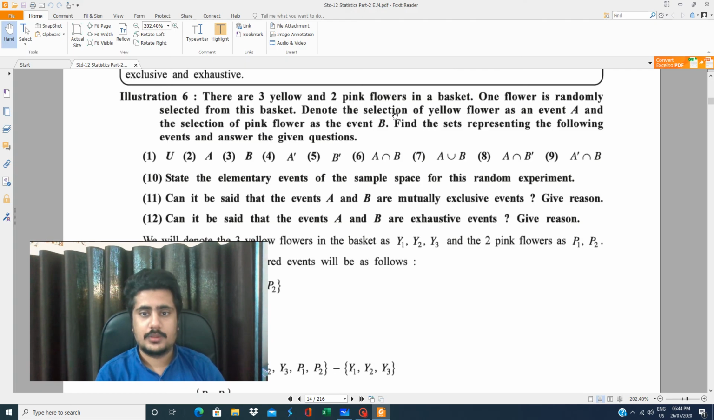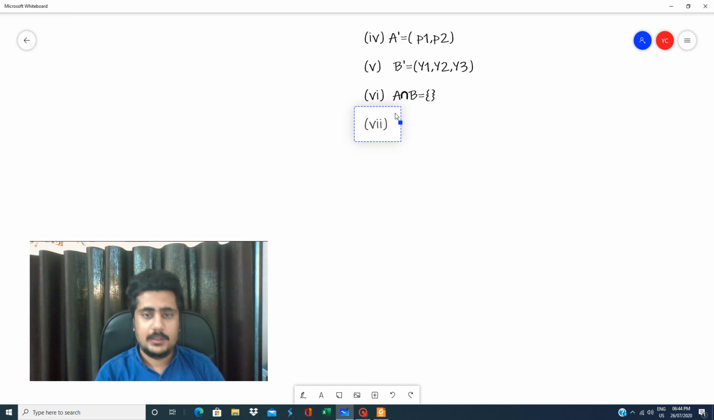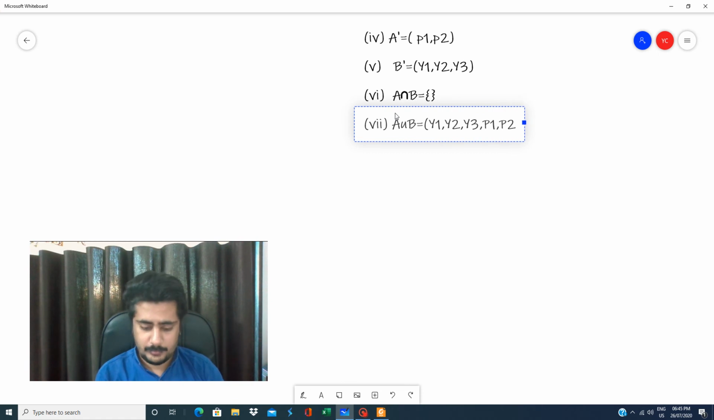So seventh question. Seventh is A union B. Now A union B is all the elements of A and all the elements of B. So I'll be writing Y1, Y2, Y3, P1, P2. Okay, it's Y1, Y2, Y3, P1, P2.